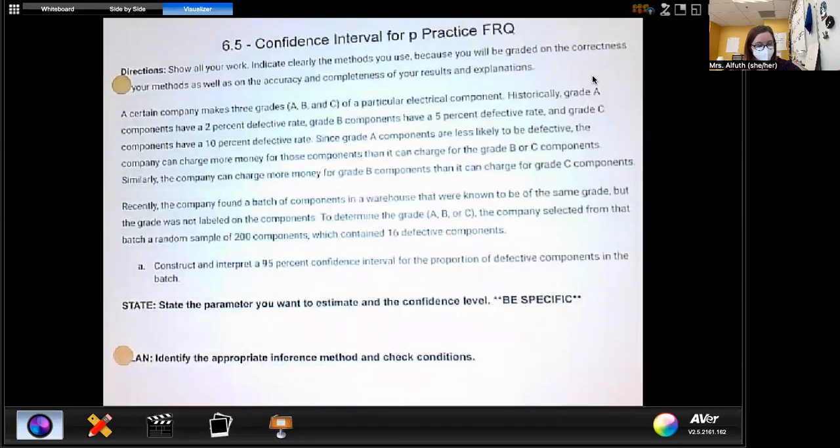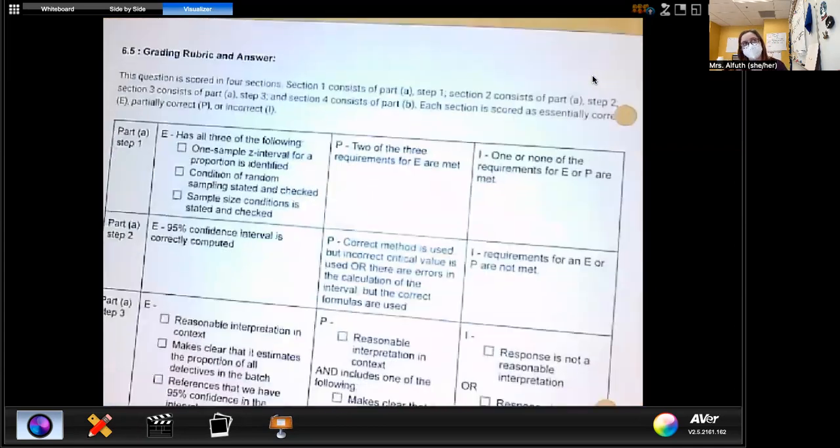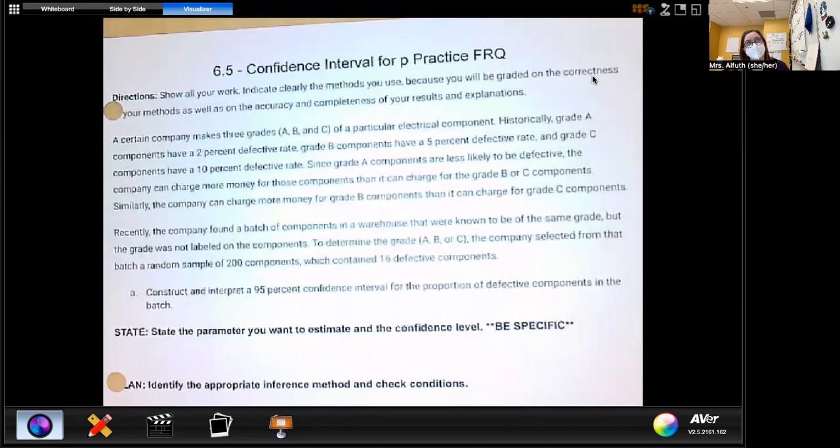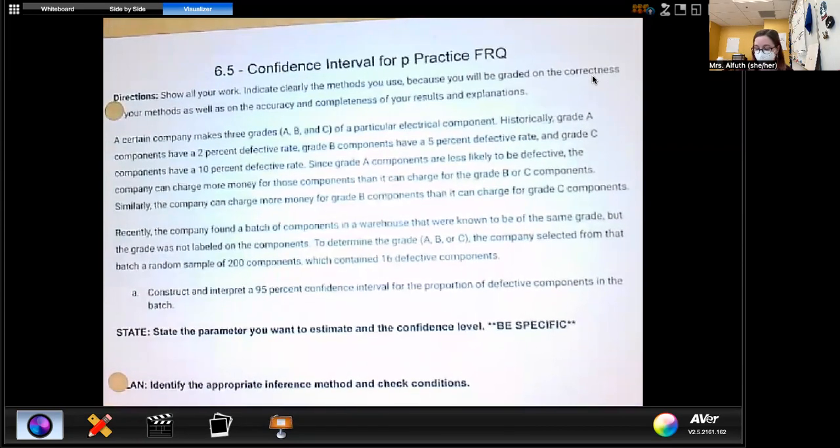Hello, AP Statistics. I'm going to go through the 6.5 confidence interval for P practice free response question. You should have at this point already attempted this problem for 15 minutes on your own. And then the rubric is on the back, but I think it'd be easier if you also had an exemplar response as well. So that's what I'm going to be doing here for you now.